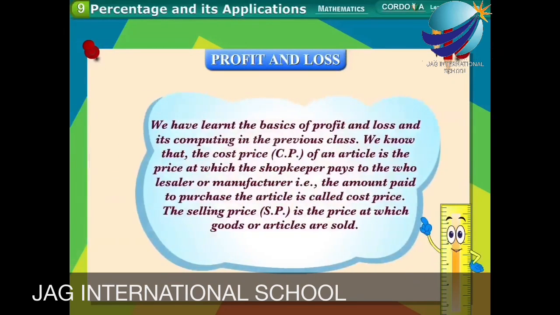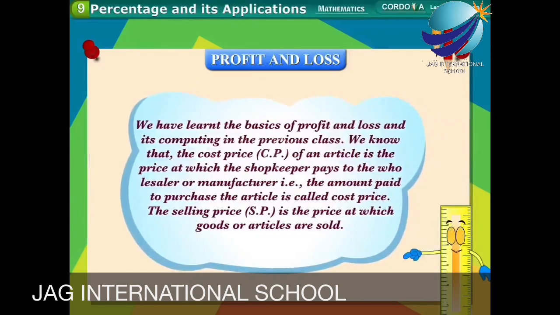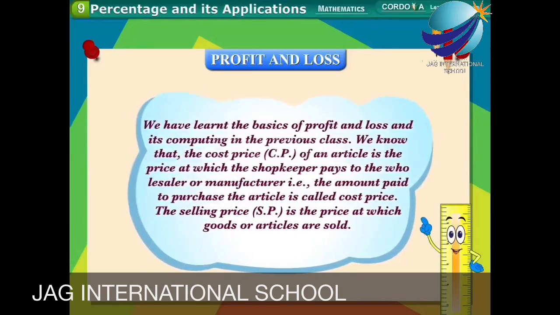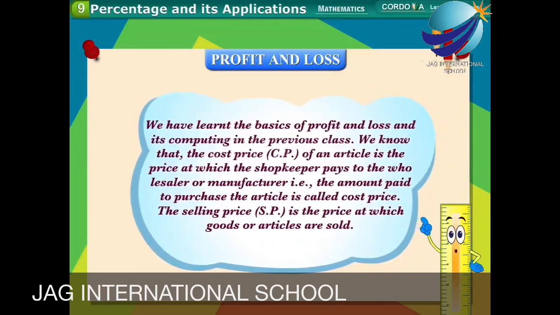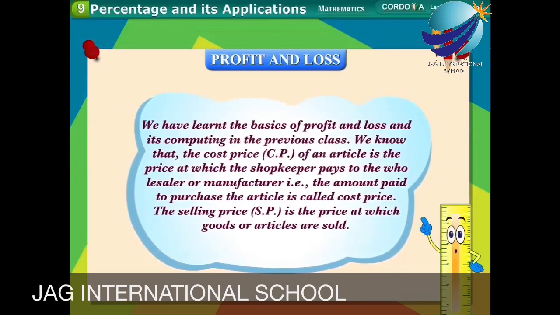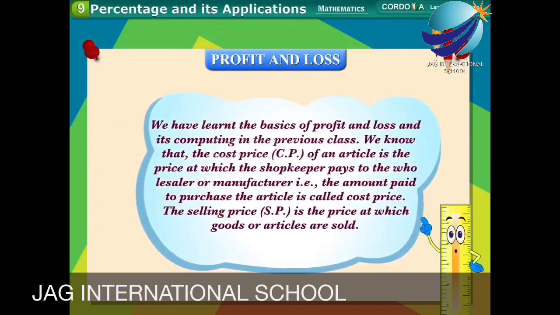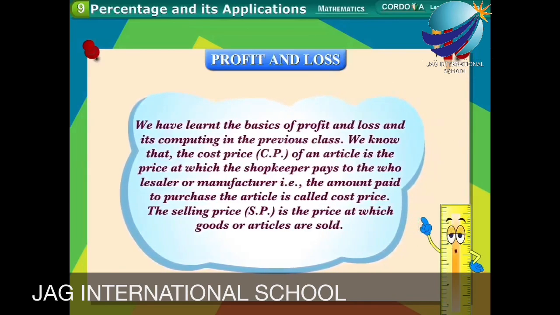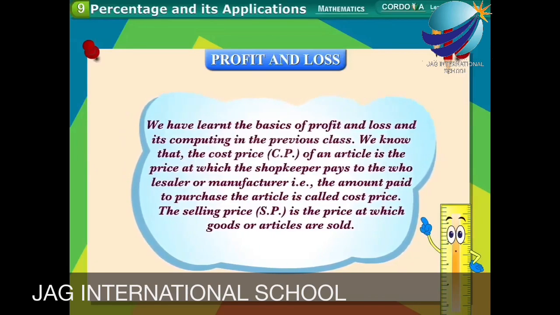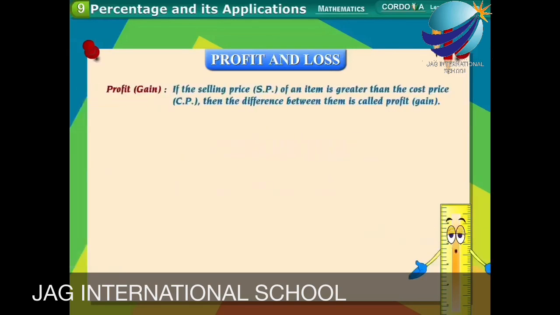Profit and loss. We have learnt the basics of profit and loss and its computing in the previous class. We know that the cost price, CP, of an article is the price at which the shopkeeper pays to the wholesaler or manufacturer. That is, the amount paid to purchase the article is called cost price. The selling price, SP, is the price at which goods or articles are sold.